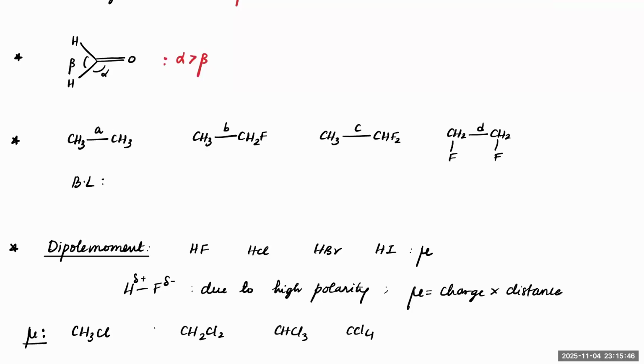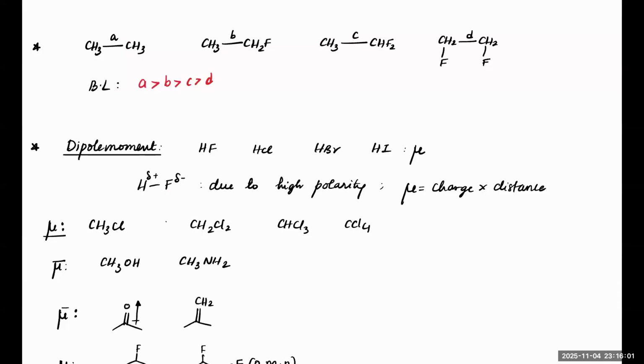Here we can apply Bent's rule. The more the fluorine goes away, the percentage s character increases at the center. So you can see A is greater in terms of bond length, then B, then C, then D. This is the bond length form.